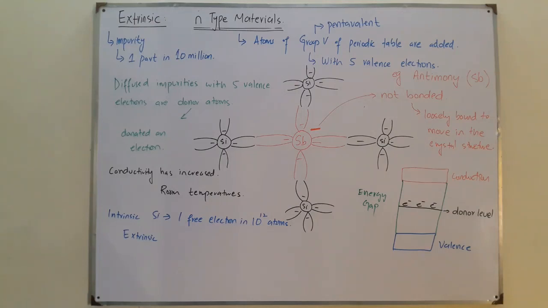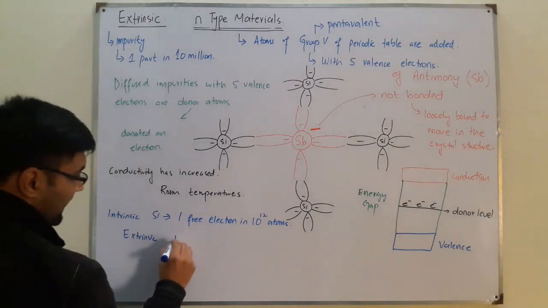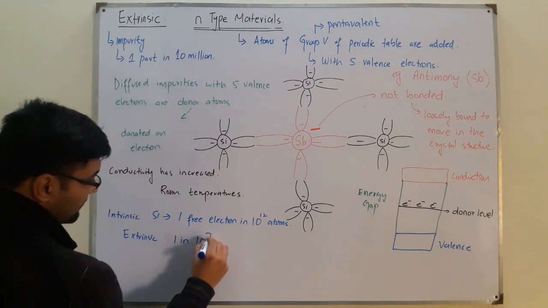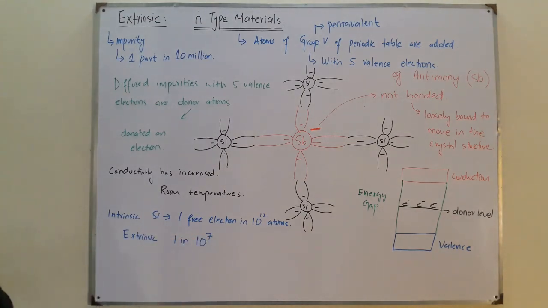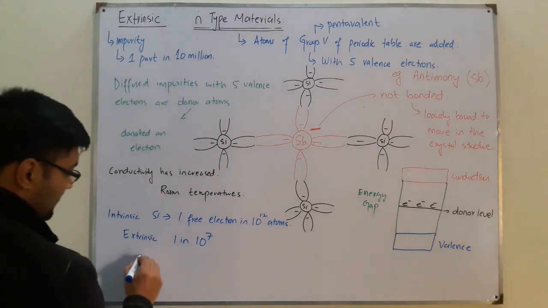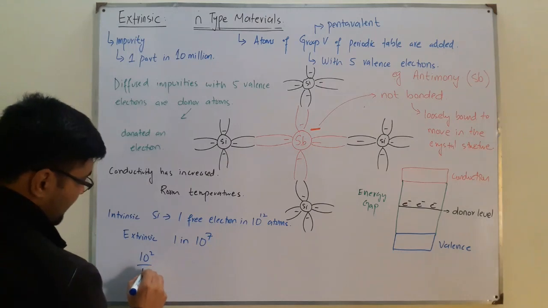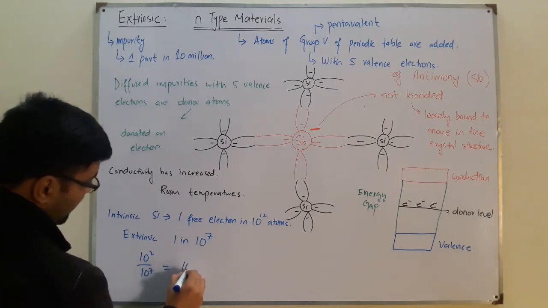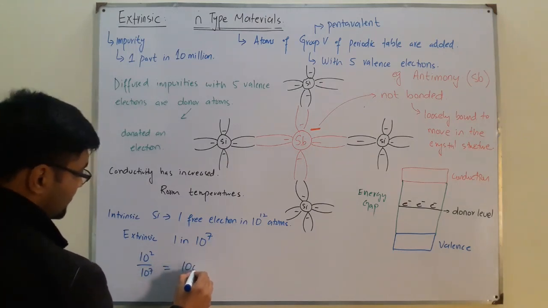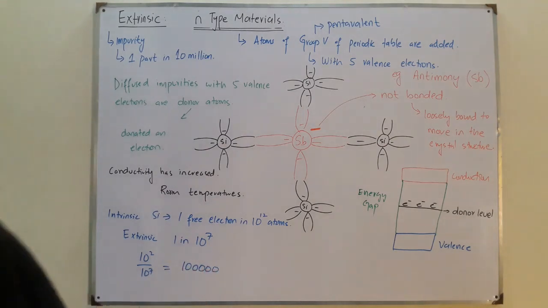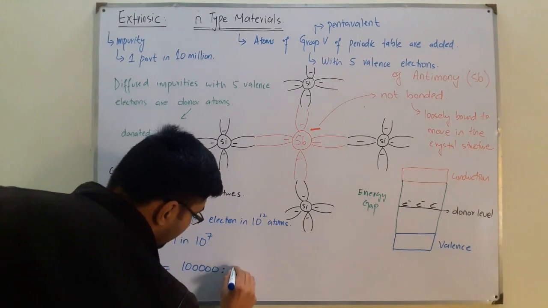The dosage level is 1 in 10 million, let me write it down, which means 1 in 10 to the power 7. So if you take the ratio of 10 to the power 12 to 10 to the power 7, this increased by this much ratio. So this would be 1, 2, 3, 4, 5, ratio. I will explain this ratio now.